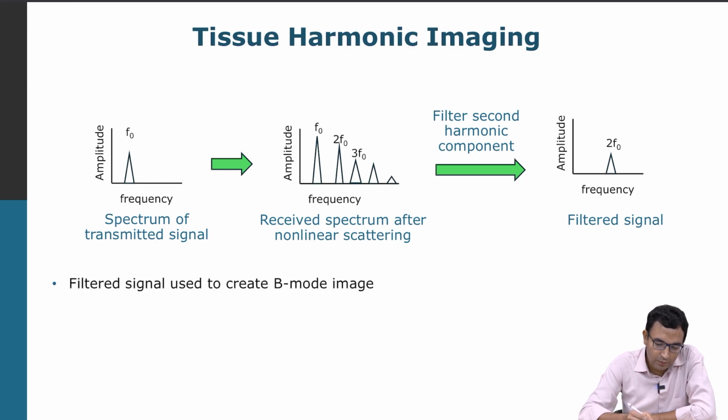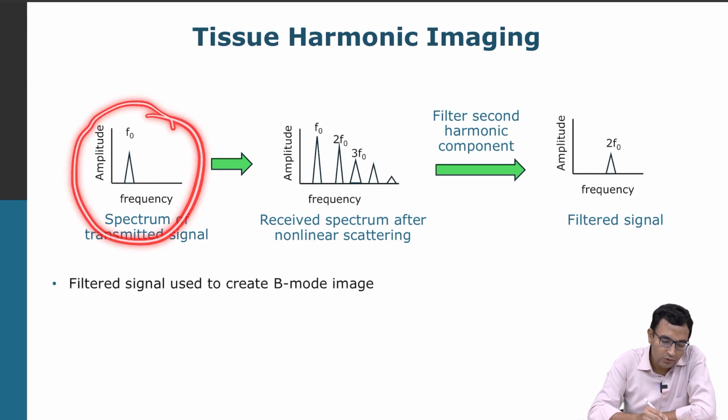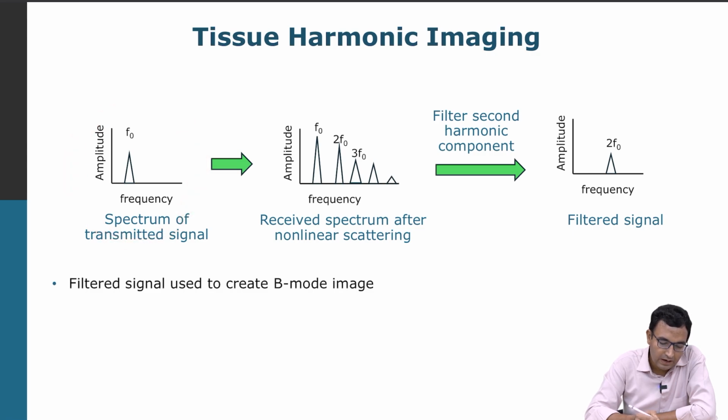Anyways, here is the process which is shown schematically. Initially, you fire at a particular frequency. It's not going to be with a very high Q factor transducer, so it's a range of frequencies.